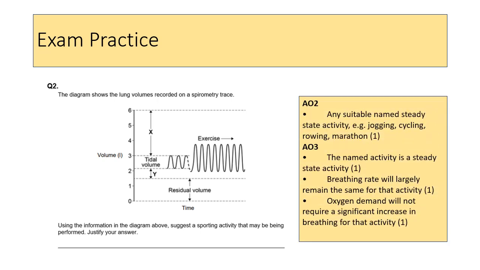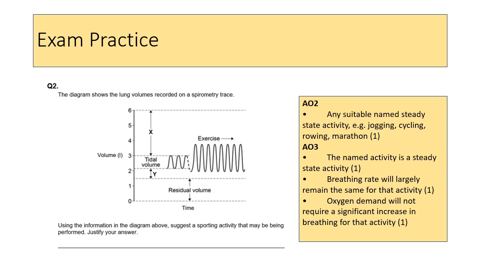So for the AO2 section of this answer, we're looking at maybe 3 marks, you could have mentioned a steady kind of activity, a steady rate of things like jogging, cycling, perhaps rowing, or even a marathon run. Okay, so any sort of activity where there's a steady pace involved would have got you that mark. For the AO3, okay, this is now a bit more of the explanation and evaluation aspect.